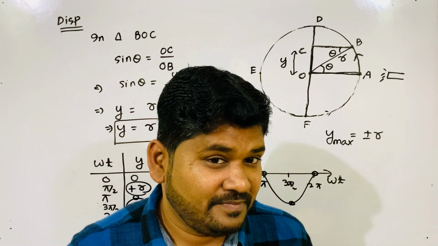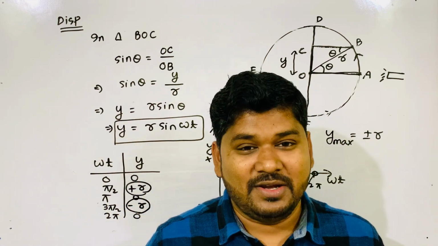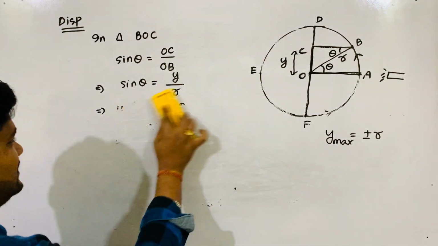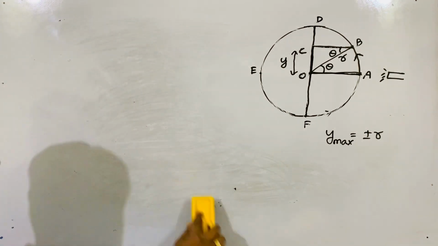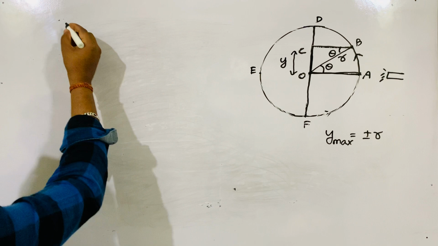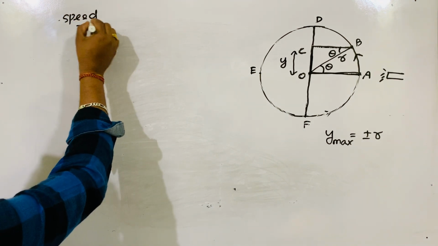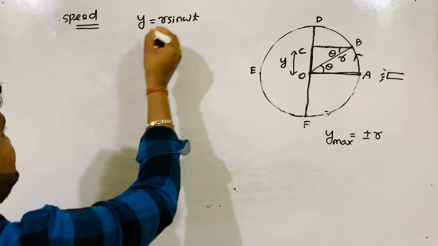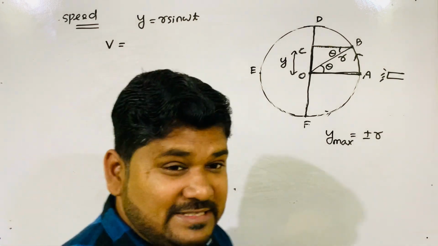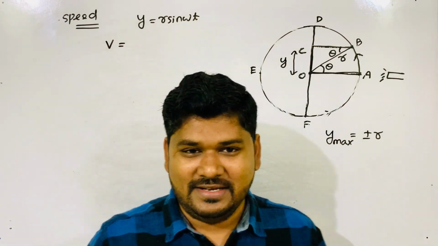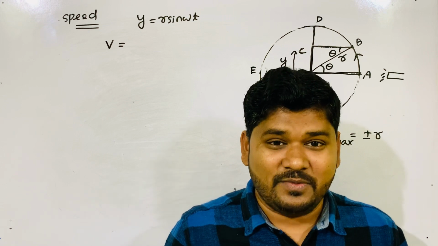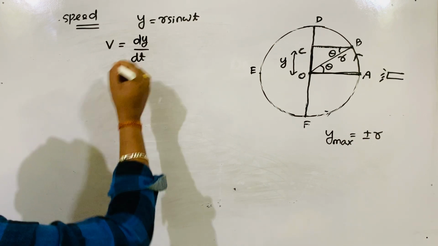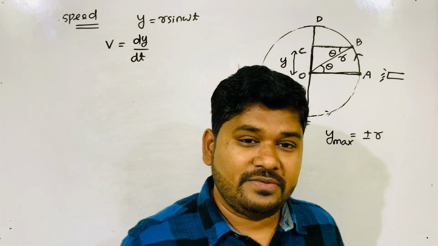Now we'll move to speed, or velocity we can say. No problem. Now move to speed. Let's see what happens in speed. So let's discuss the speed of the body which executes such motion. We got y equals r sine omega t. How will we find speed? Very simple. In kinematics, you know, do the derivative once of displacement, and you will get the speed.